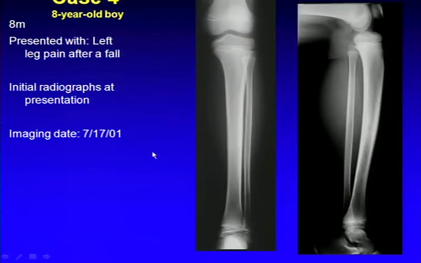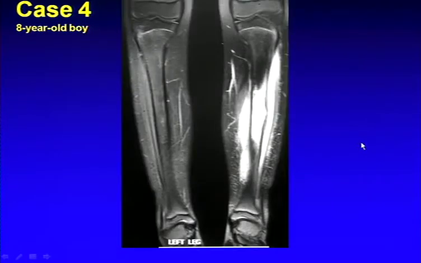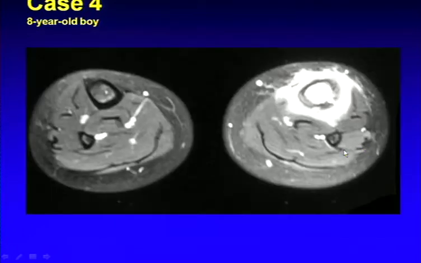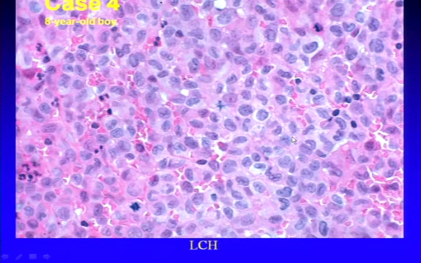So here's an 8-year-old boy with diaphyseal leg pain, and here he is a month later. Here's his MRI, again, more of an edema picture rather than true soft tissue, but not so sure on that image. But here's his frozen section, and what is the diagnosis here? Here's the coffee beans. This is Langerhans cell histiocytosis.